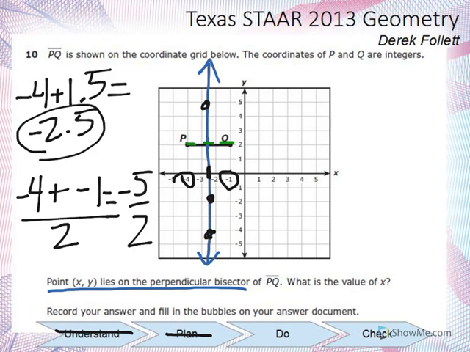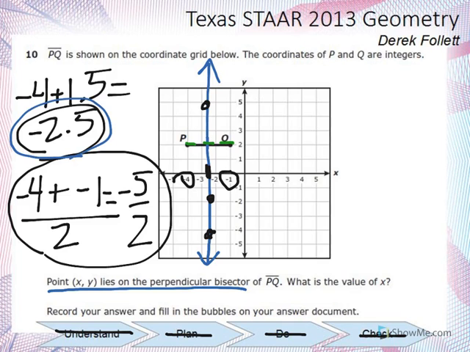Okay, so we did it. We found that x value a couple different ways. It's -2 1/2. You know, we kind of checked it already by using the midpoint formula as well as just looking at our graph. So there we have it. -2.5 is what we would fill in for our answer.